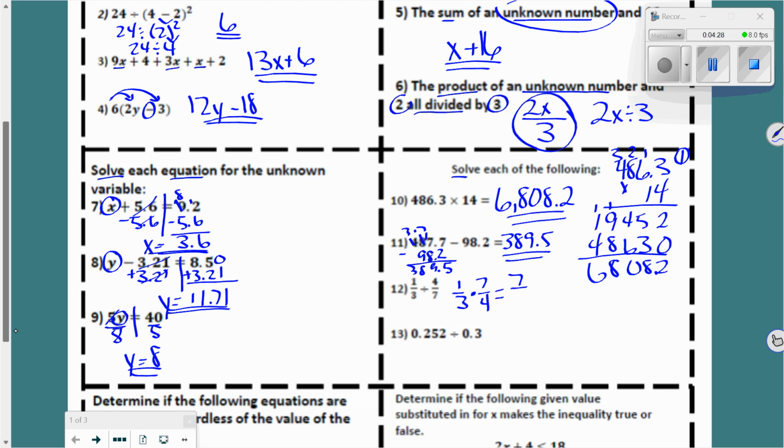1 times 7 is 7. 3 times 4 is 12. Dividing by decimals. This is one of the trickier ones on here. So I'm going to take my 252 thousandths. I'm going to divide by 3 tenths.